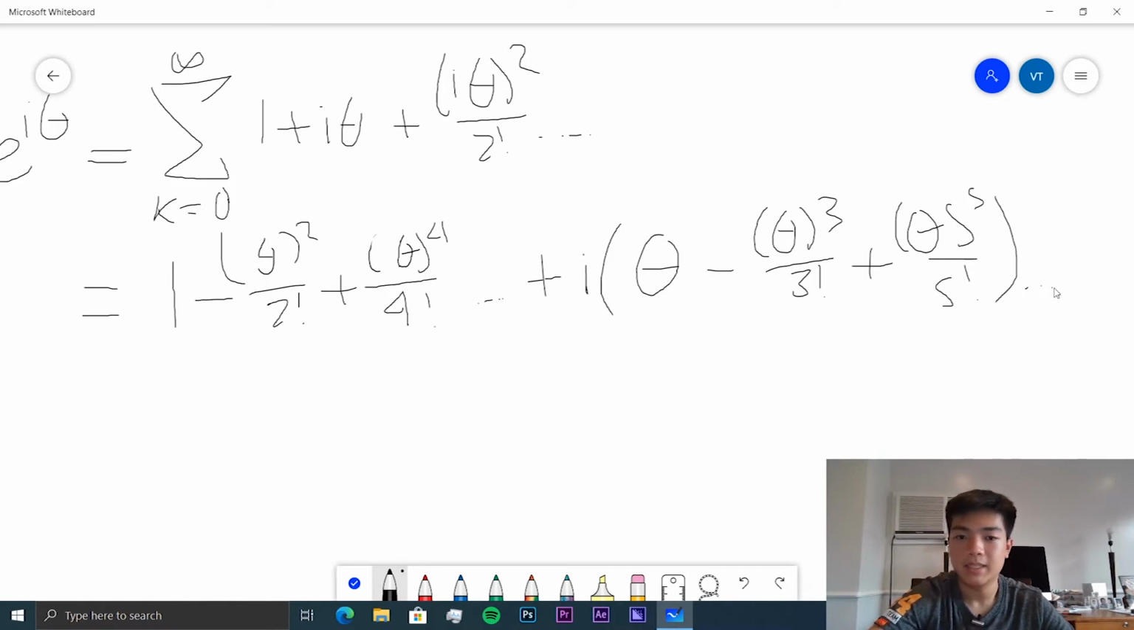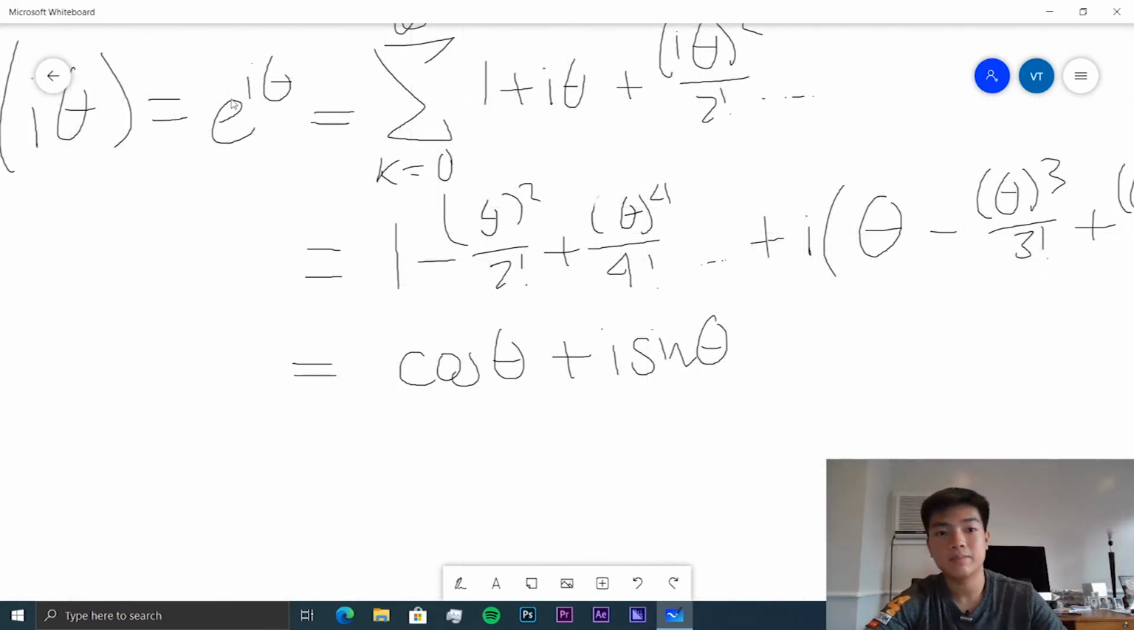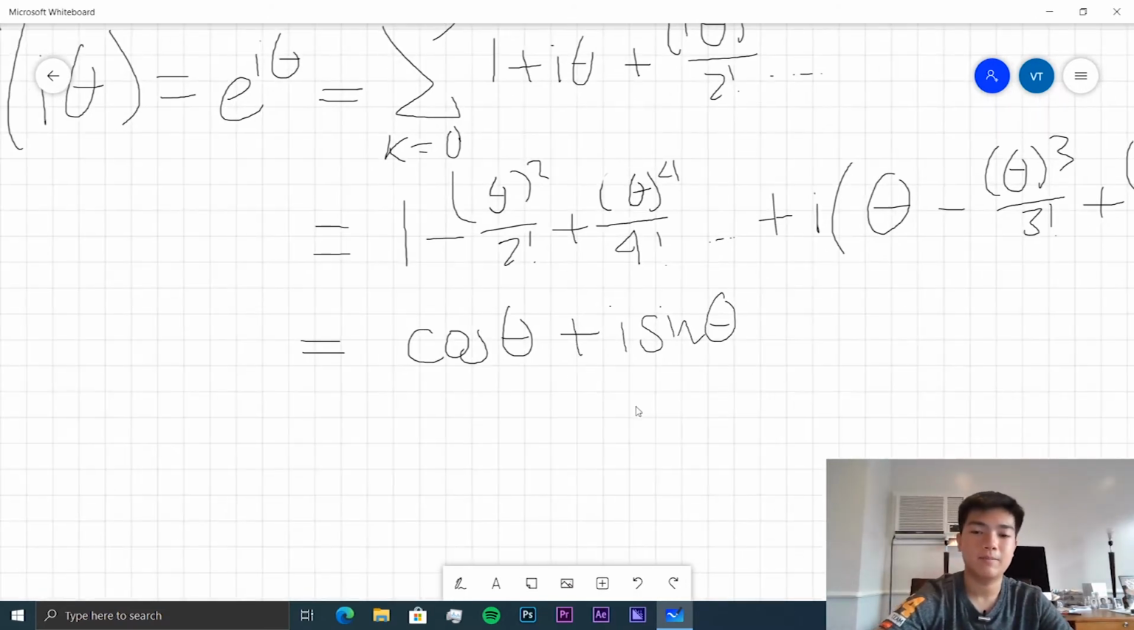And what you might notice is that this simplifies into cosine theta, because this is the expansion of cosine theta, and this is plus i sine theta, because this is the expansion of sine theta. So actually, we have e to the i theta is equal to cosine theta plus i sine theta.